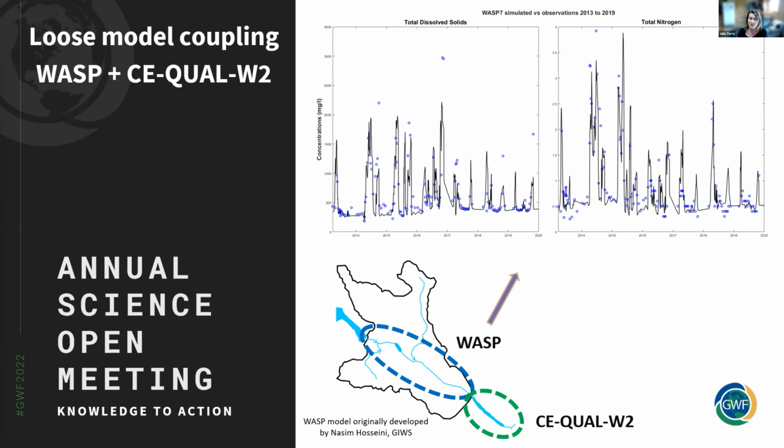CE-QUAL-W2 two-dimensional model, because what I wanted to do was compare the output. So it's kind of a loose model coupling in that I'm taking the outputs from the WASP model at the point where the river ends, and I am using those for my boundary conditions for the CE-QUAL-W2 model. And then the plots that you see there in the top right are the calibration results at this river-lake interface for a couple of the constituents.